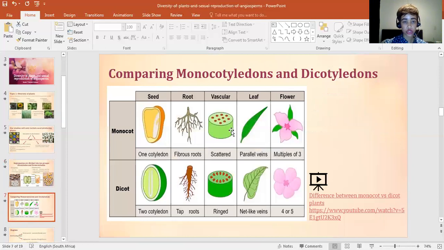It is very important to know the difference between monocotyledons and dicotyledons. So this picture shows you some differences. There are differences in the seeds, in the roots, the vascular bundles, which you don't need to worry about too much, the shape of the leaves, as well as the flowers, how many petals in each flower. Please make sure you have watched the video showing the differences between monocotyledons and dicotyledonous plants. If you've already watched it, you can make sure to watch it again.